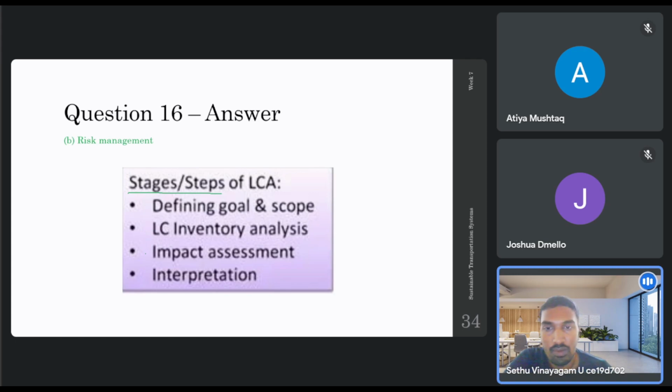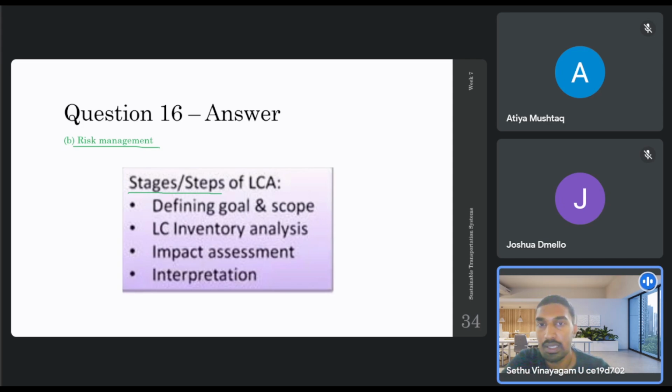And third, once you have that, you go for quantifying the impact, right? So that is in the impact assessment, the third step. And finally, the interpretation, right? So you did the impact assessment, you got some results, so how do you make sense of it, right? So these are the four broad stages in the LCA process. So we do not have anything related to risk management, right?